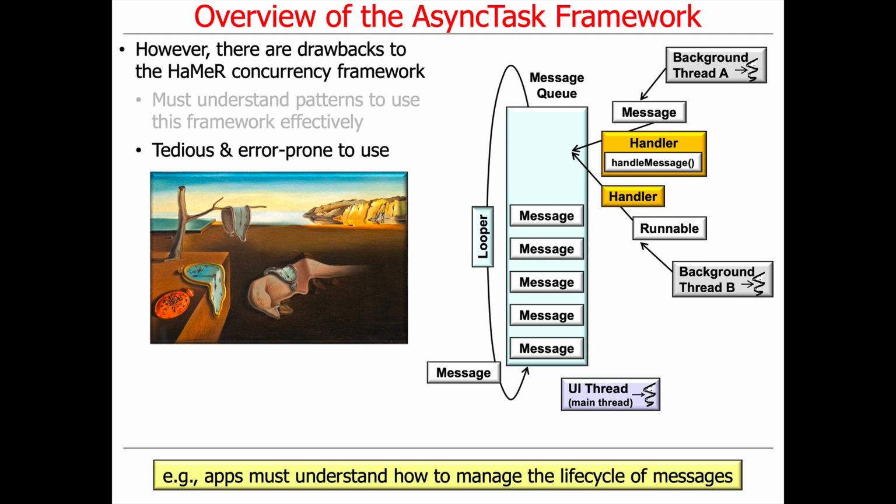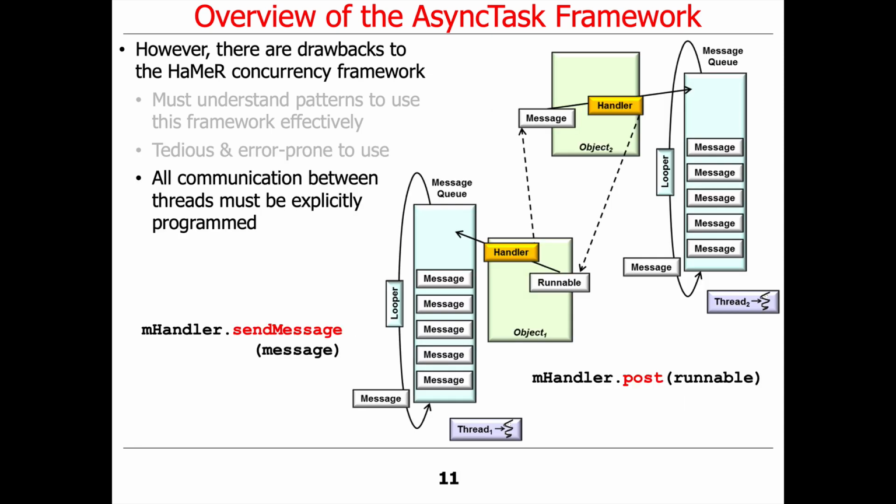For example, applications have to understand how to manage the life cycle of messages, which is a little tricky in the Hammer framework. If you have a message that's sent from one thread to another, or you post a runnable, those things get called back, and you have to keep track of the lifetime of the message and so on. It just gets a bit unwieldy if you're not careful.